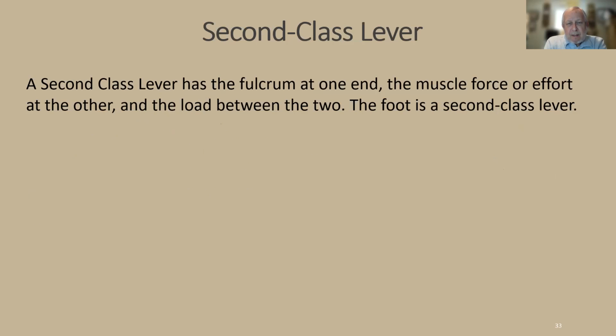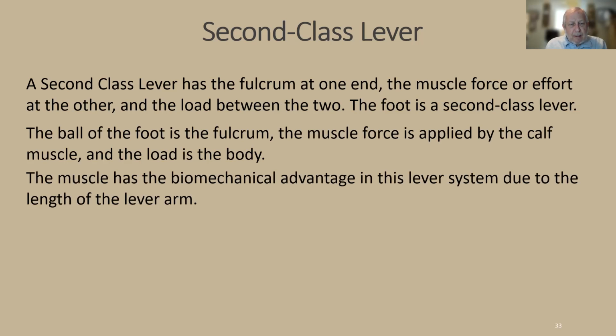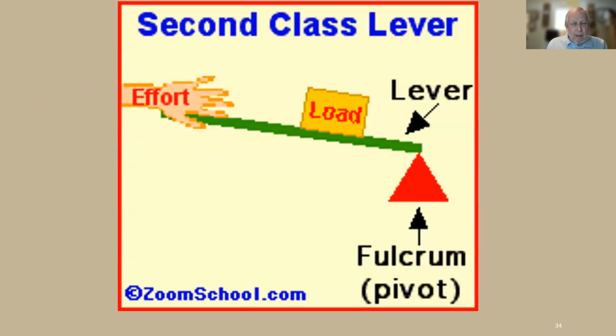A second-class lever has the fulcrum at one end, the muscle force or effort at the other, and the load between the two. The foot is a second-class lever. The ball of the foot is the fulcrum. The muscle force is applied by the calf muscle, and the load is the whole rest of the body. The muscle has the biomechanical advantage in this lever system due to the length of the lever arm. So there you go. The load here is your body, the fulcrum here is the ball of your foot, and the effort is the muscles in your calf.